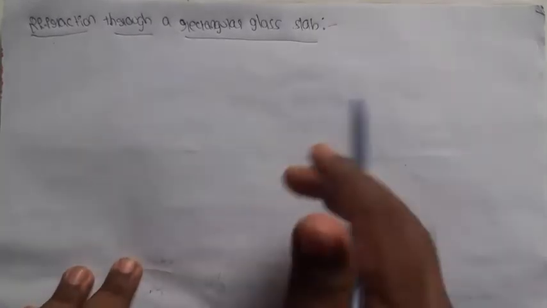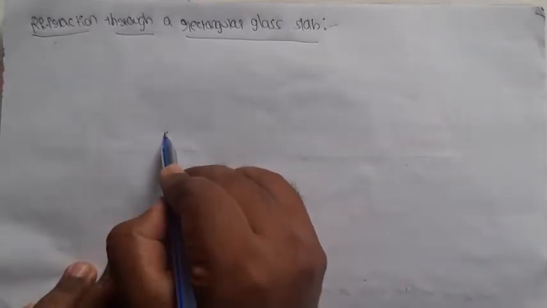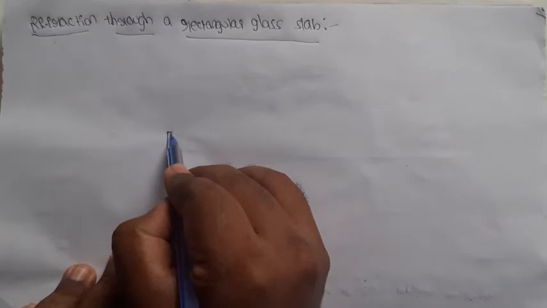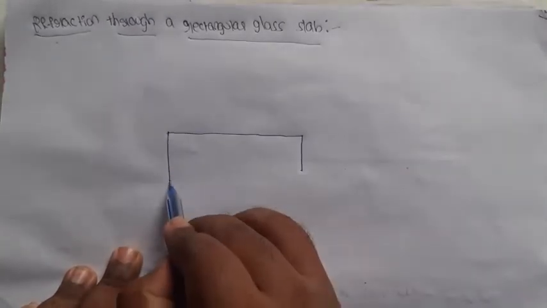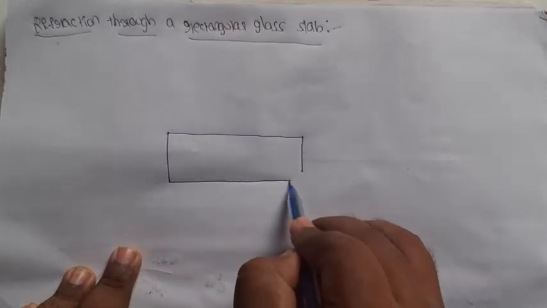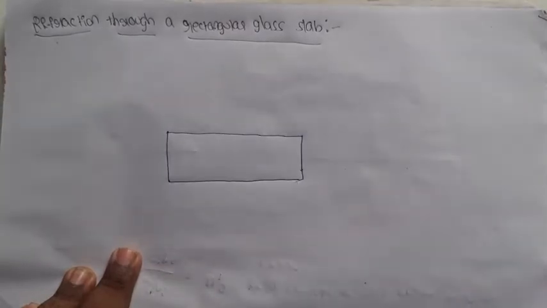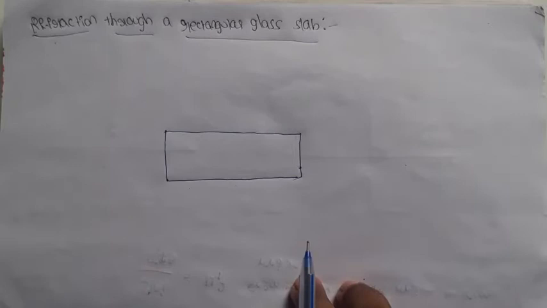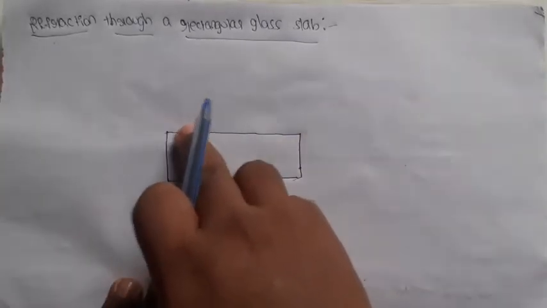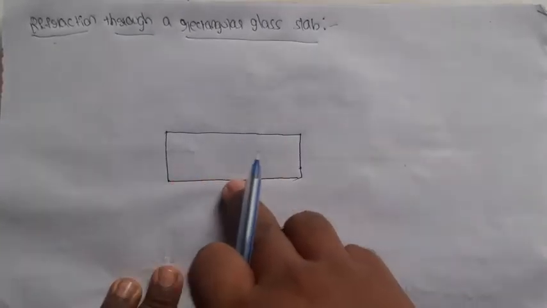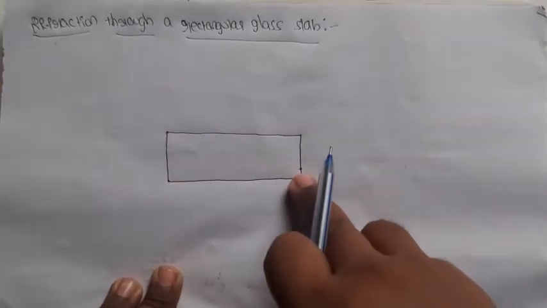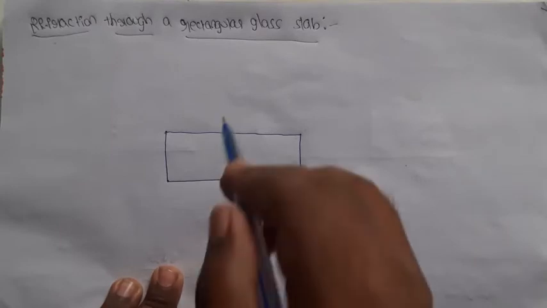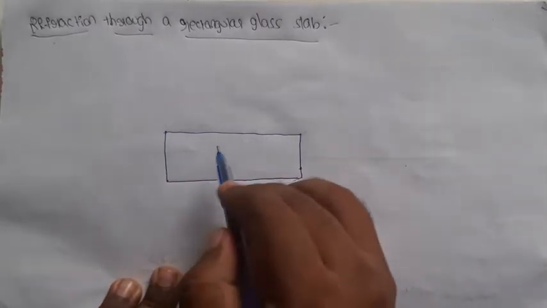For this, I am taking first of all a glass slab. This is a glass slab in the form of a rectangular shape. It has two surfaces. This is surface 1, this is surface 2. This is the upper surface. This is the lower surface of the glass slab. I am taking the upper surface of the glass slab.